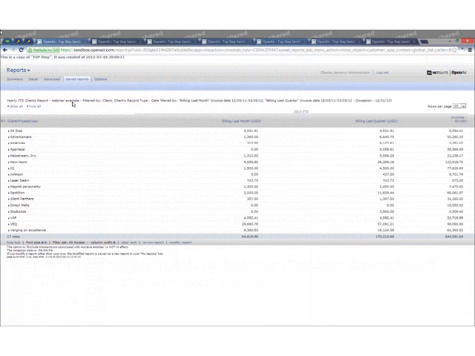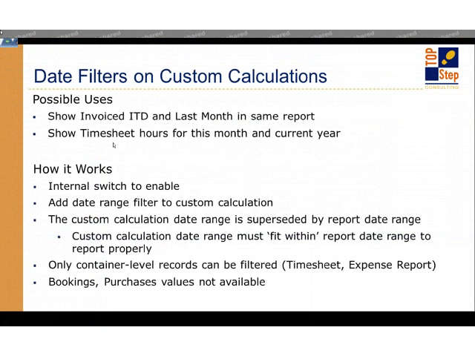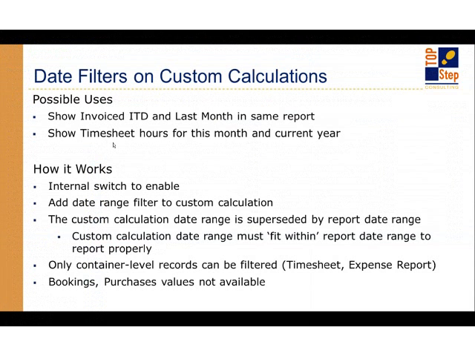But Casey, if you can flip back to that last slide. Great, under how it works. First of all, you have to enable an internal switch. That's the rule of thumb, right? With a feature, if you can't find it in OpenAir, it's probably because it's controlled by an internal switch, so you'd have to reach out to OpenAir support and have them turn this on for you. Once it's enabled, you go to any custom calculation and add a date range filter.